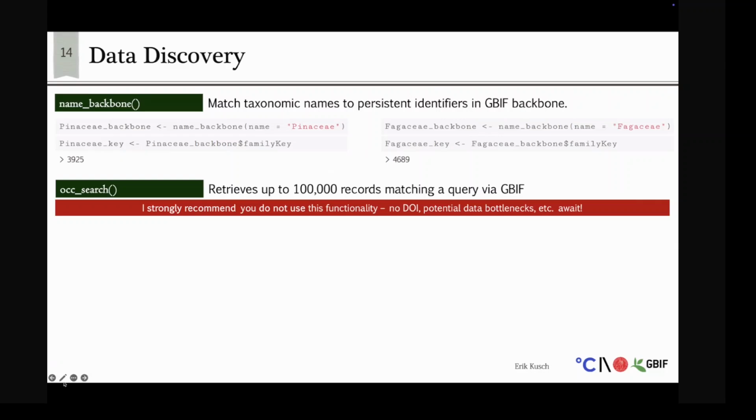As OCC search can give you up to 100,000 records matching a query from GBIF right out the gate. Sounds great. 100,000 data points is a lot of information. However, especially for families or entire groups, we get way more than 100,000 records within GBIF. Meaning if you download only 100,000, you will somehow, and very non-understandably, bias your knowledge of these groups. Meaning, please do not use this function.